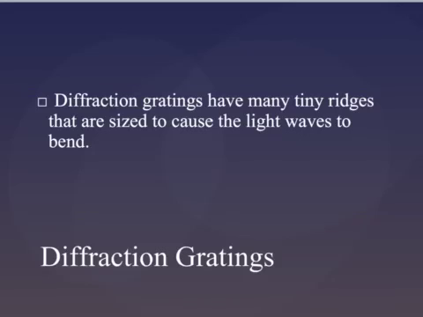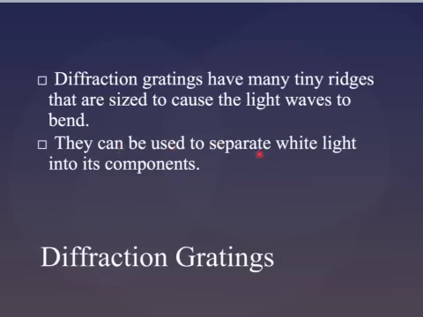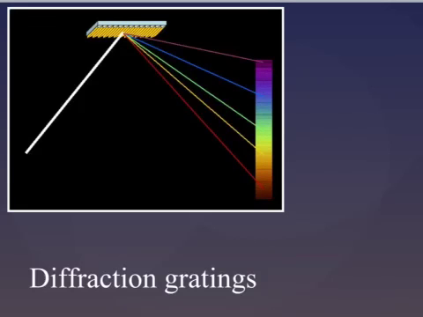So the last thing we need to talk about with diffraction is something called diffraction gratings. They have many tiny ridges that are sized to cause the light waves to bend. So they can be used to separate white light into its components of the different colors. An example is this. This is what a grating would look like if you zoomed in really close to it, right? So you have white light coming in, and it hits this grating, and these edges are really, really small, so that they can actually change the direction of light. And because each of the different colors has a different wavelength, they bend different amounts, and we get this kind of rainbow effect over here.